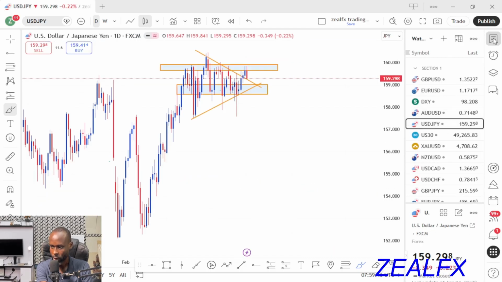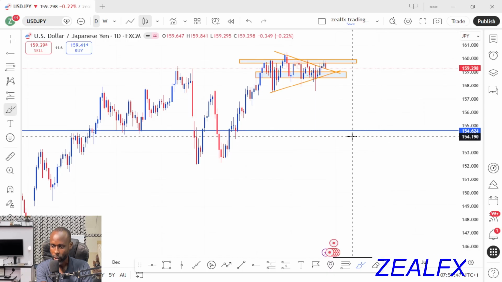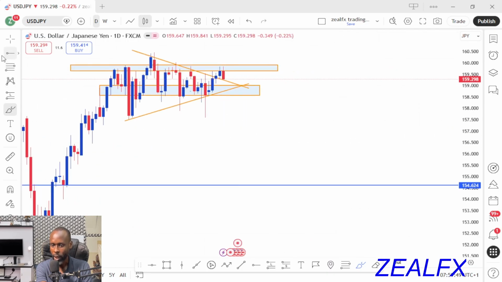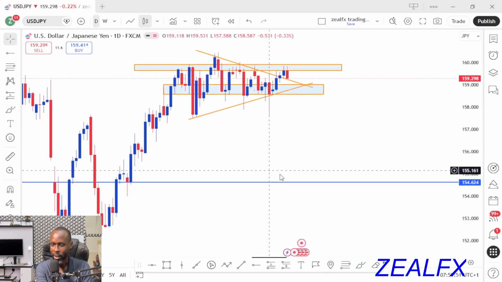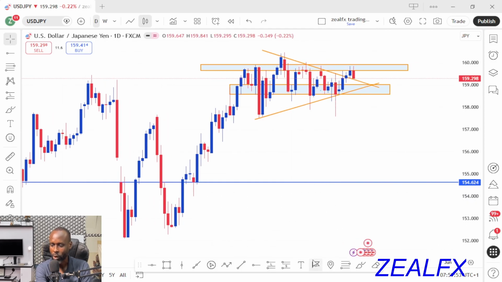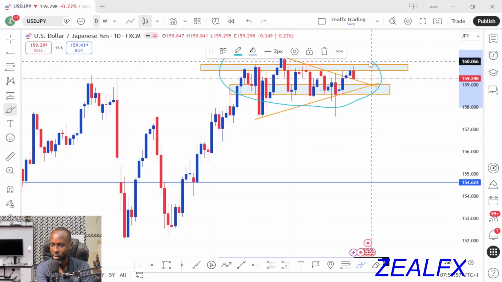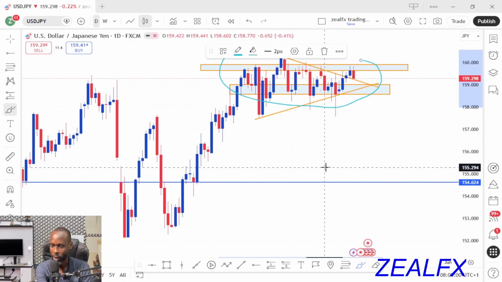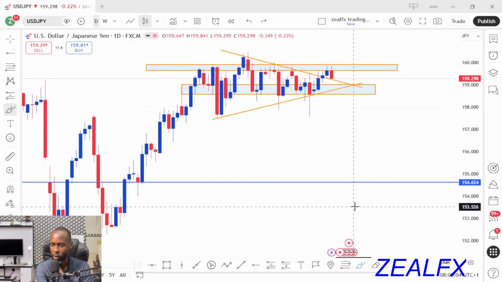which is the USDJPY. USDJPY on my daily chart still remains in a range. We can clearly see that price still remains strongly in this range. We don't have a clear direction yet on the USDJPY. Once we have our clear direction, we'll start looking for possible buying opportunity on the USDJPY.